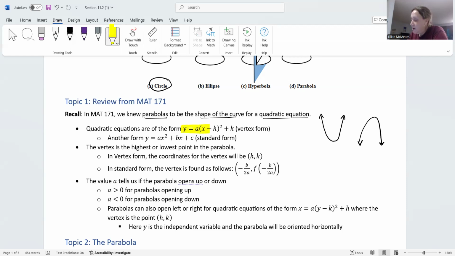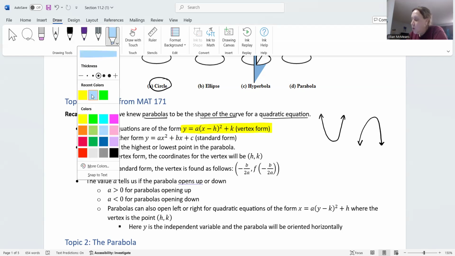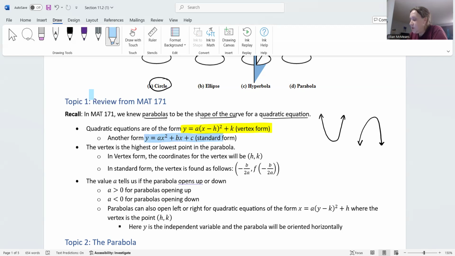Okay? So the equations that we dealt with in 171 came to us in two forms. We had vertex form of a quadratic equation, which is y equals a times (x minus h) quantity squared plus k. And then you would also see y equals ax squared plus bx plus c. The first one was called vertex form. The second one was called standard form. They could be the same equation, just different forms of the same thing. So you could take a standard form equation and write it in vertex form, or take a vertex form equation and write it in standard form.